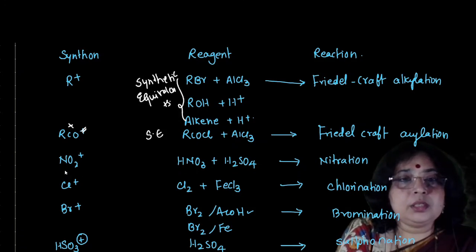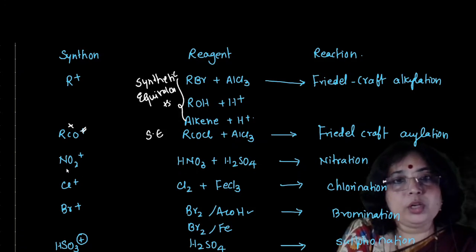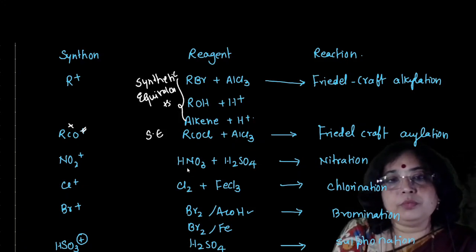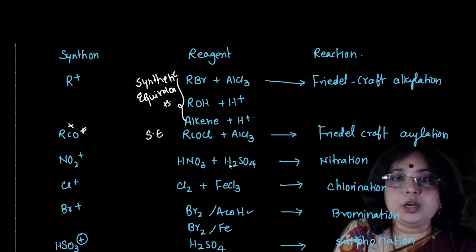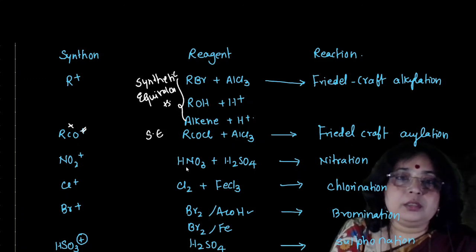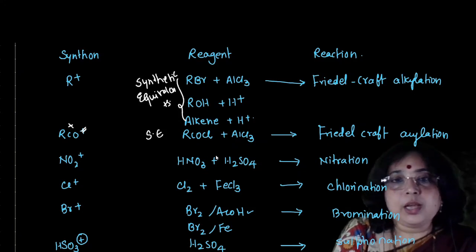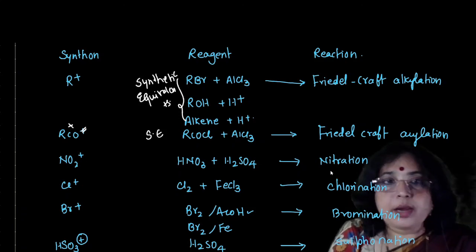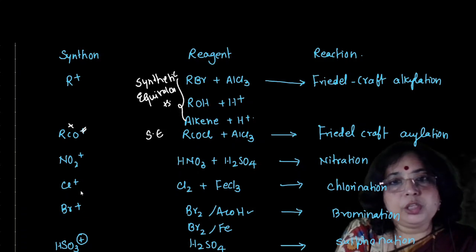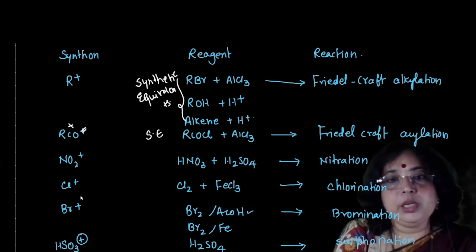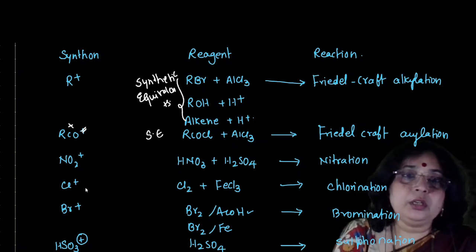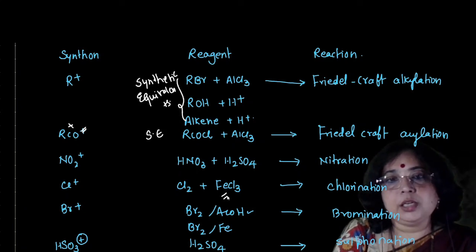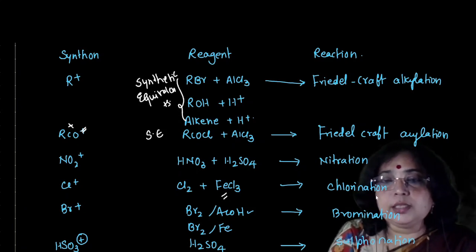Now this is another electrophile, the nitronium ion. The nitronium ion can be generated by the fuming nitrating mixture, that is nitric acid and concentrated sulfuric acid. So the reaction is called nitration. Now here, if you want to put the Cl over here, that is an electrophilic substitution reaction. Again here we have to take Cl2 and FeCl3, which is a Lewis acid. The reaction is called chlorination.